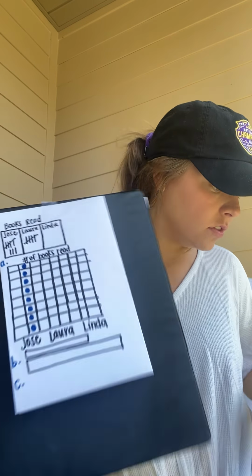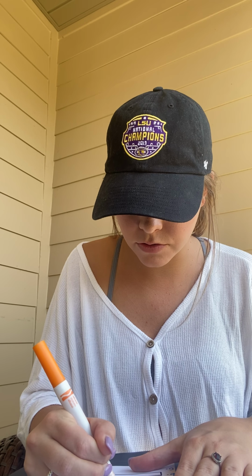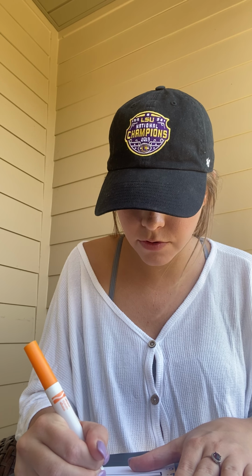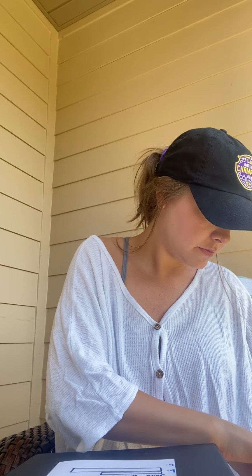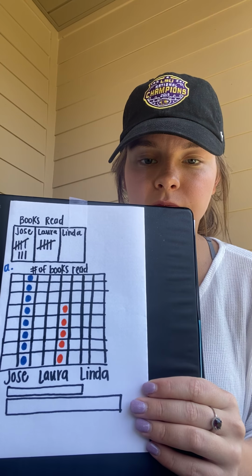Okay, now let's look at Laura. Laura only read 1, 2, 3, 4, 5 books. I'm going to do Laura in a different color so you can see. So again, I'm going to find Laura on my chart and I'm going to draw how many books she read, which we just said she read 5. So let's do 1, 2, 3, 4, 5. Okay? So now your chart should look something like this.